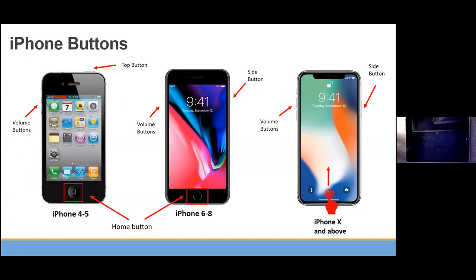Yes. So you may have either a side or a top button, depending on your model. You'll have your volume buttons, of course, your home button if you're on an older model iPhone, and then you can toggle on and off that silent mode. With newer iPhones as well, that side button is going to let you do a couple more things besides just wake it up and turn it off.